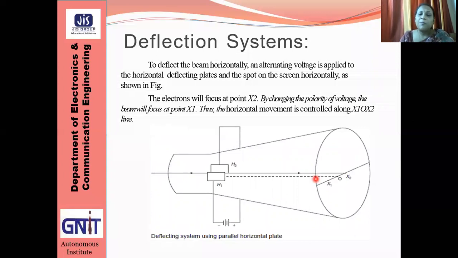Next, the previous slide was for the vertical deflection plate. This is elaborating the deflection through horizontal deflecting plates. Same thing is happening here. Here, two horizontal plates are there, H1 and H2. H2 is connected to the positive terminal of the battery and H1 is connected to the negative terminal of the battery. The electron beam is passing through these horizontal deflection plates.